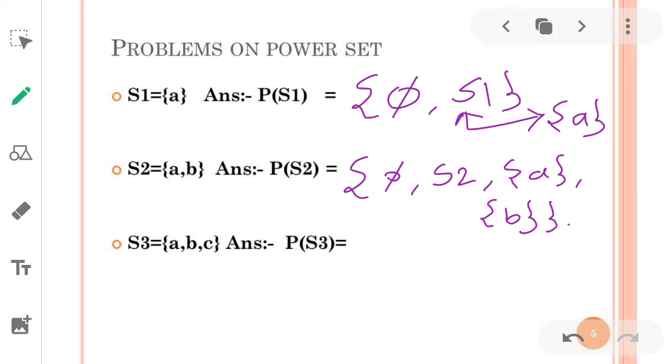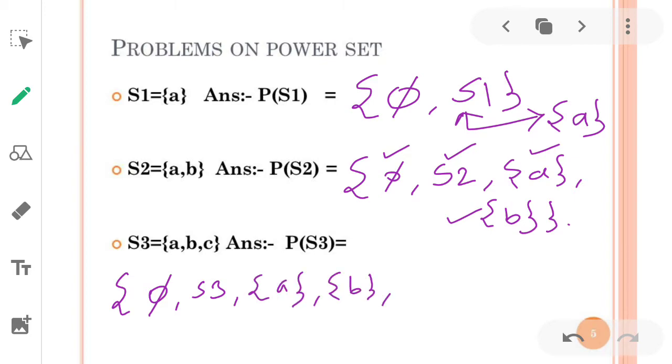So we have applied here only the definition. Phi is a standard subset, set itself is also a subset, and every element that belongs to that set is also a subset. Next, S3, as it contains 3 elements, then power set of S3 contains 8 elements. So first is phi, next is S3, next is {A}, next is {B}, next is {C}.